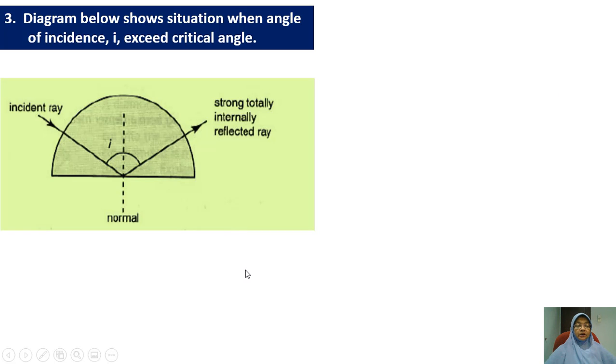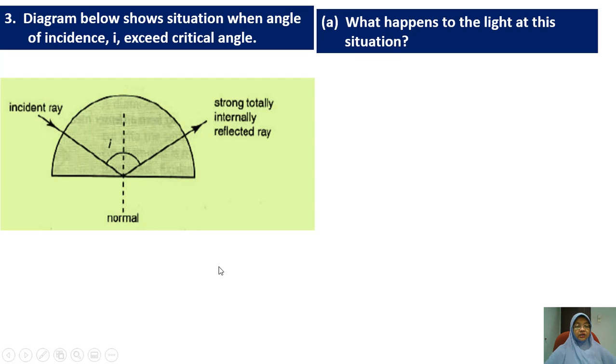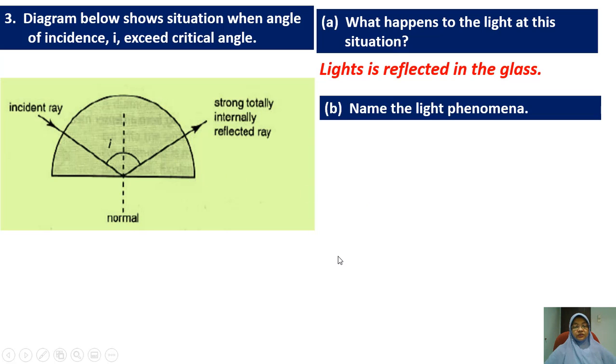Now what happens? The diagram below shows the situation where the angle of incidence i exceeds the critical angle. So we increase the incident angle larger than c. Just now the maximum was on the boundary, but this time it will reflect in the glass. So there will be reflection inside the glass. This phenomenon is called total internal reflection because the reflection occurs in the glass medium and all the light is reflected. No more light goes outside. All the light is totally reflected inside the glass block.